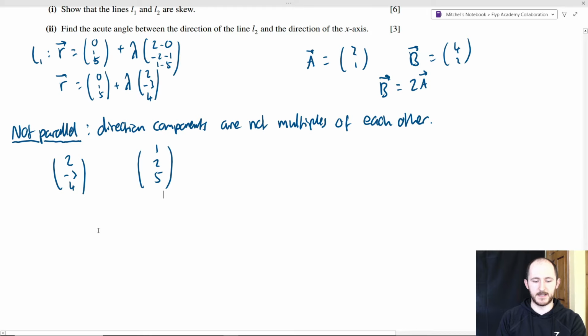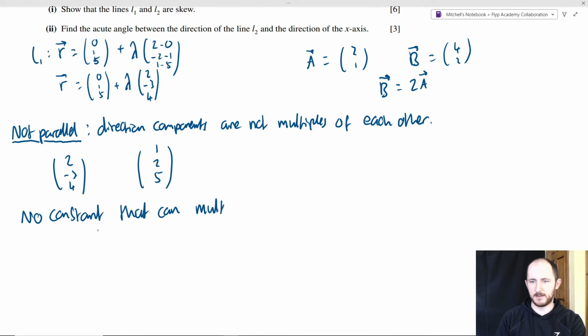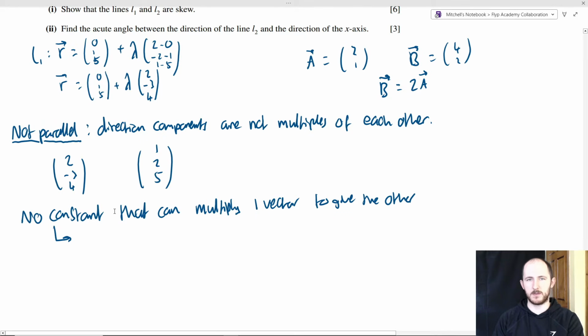So the way I would write this is no constant that can multiply one vector to give the other. And that's all you'd need to write in the exam, but I'm going to say why, right? Because you probably wondered how I saw this so quickly.